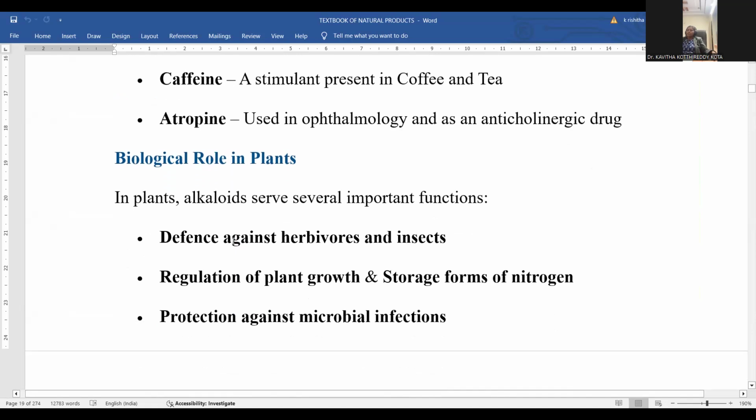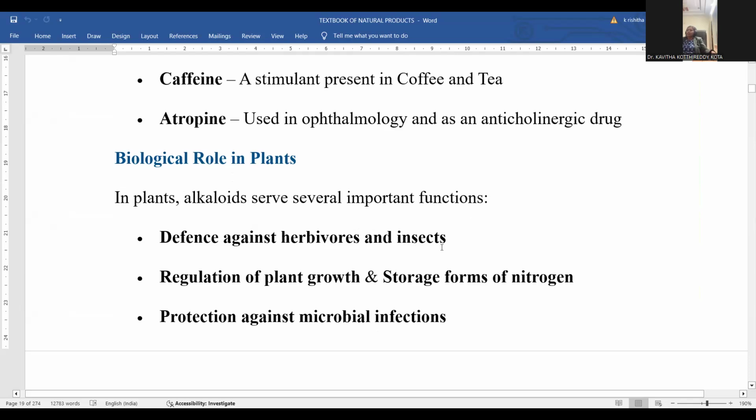Next is about the biological role in the plants. Why are these alkaloids studied extensively? What is their significant biological role in the plant material? Let me discuss this one. In plants, alkaloids serve several important functions. Some important functions are imparted by these alkaloids.